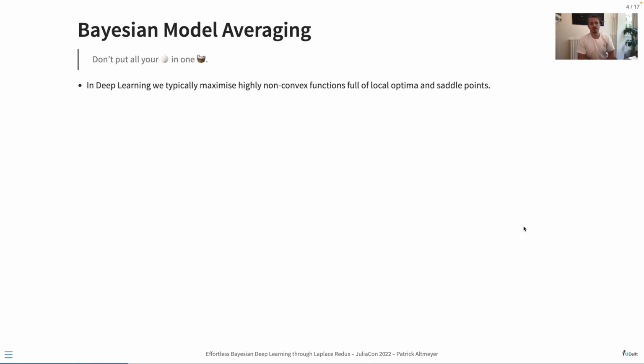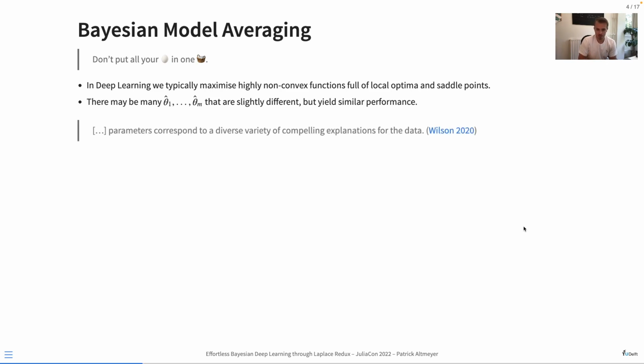So in deep learning, we typically maximize highly non-convex functions full of local optima. And in this setting, where we're typically highly underspecified in the data, there are typically many possible solutions, as in parameter specifications, that yield similar performance. Or as Wilson 2020 puts it here, parameters correspond to a diverse variety of compelling explanations for the data.